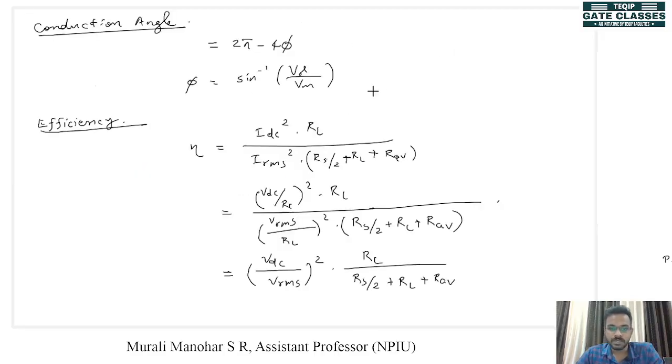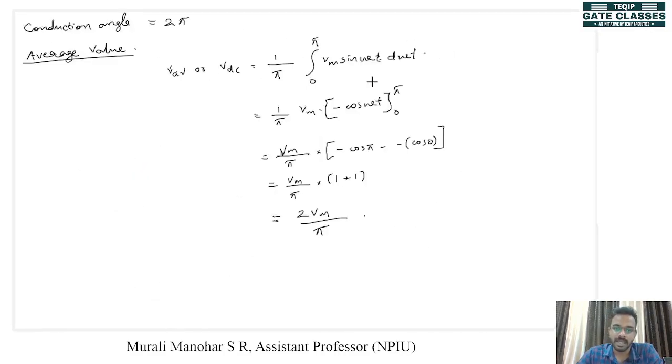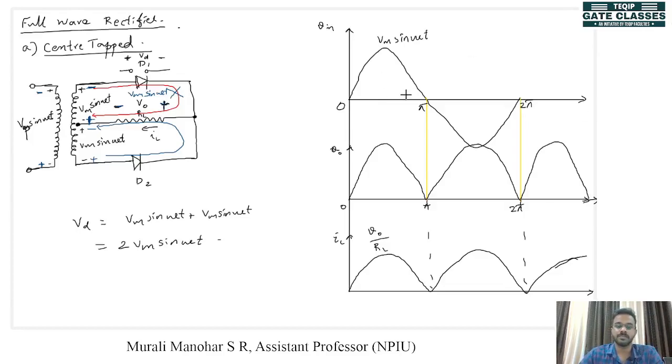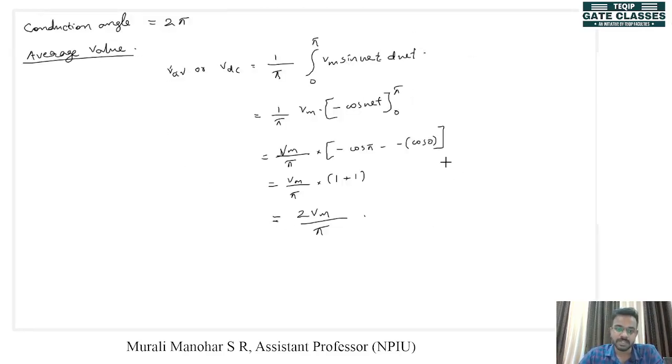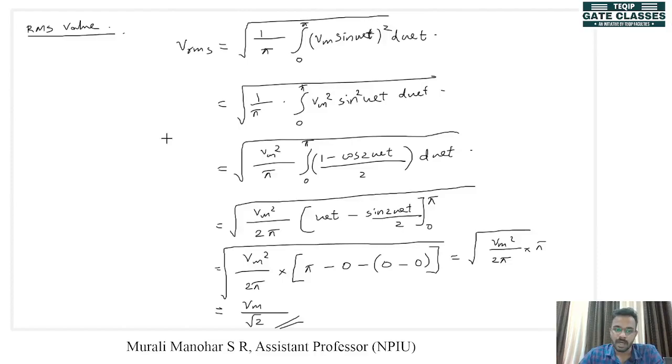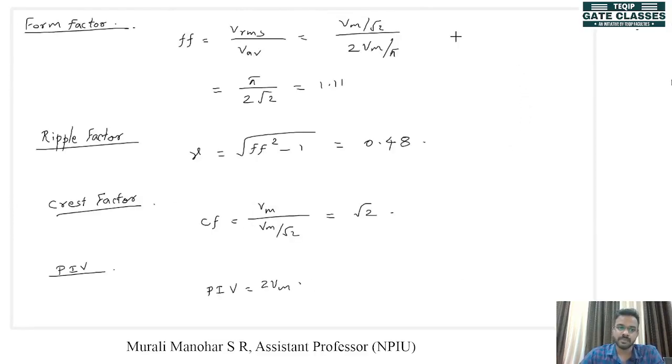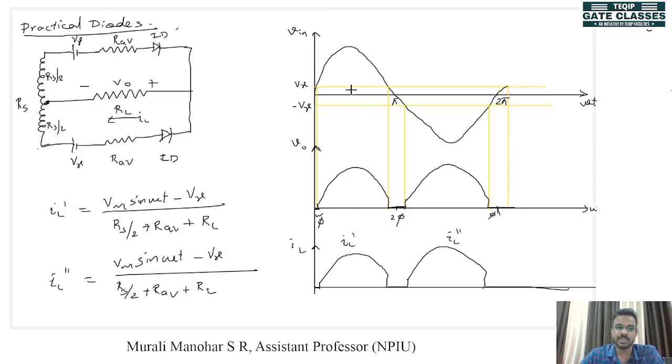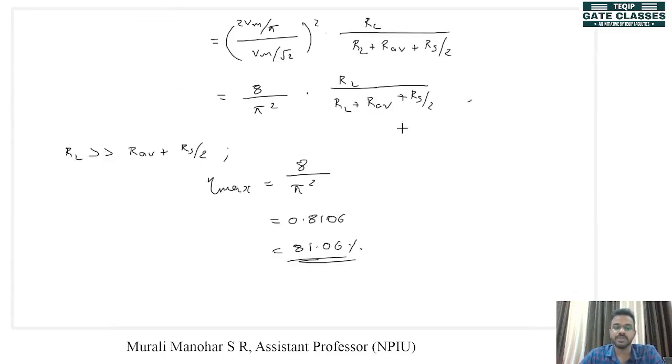So the waveforms look exactly like this. Average value is the same, RMS value is the same, form factor, ripple factor, crest factor are also the same. If you do a practical analysis, that is also the same, and maximum efficiency is 81.06%.